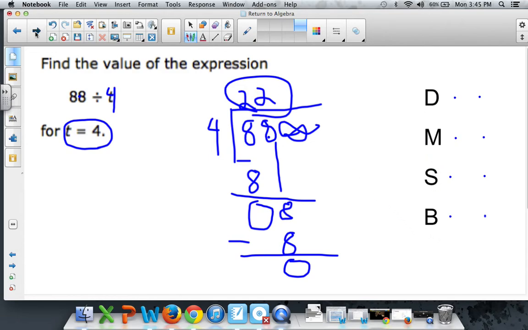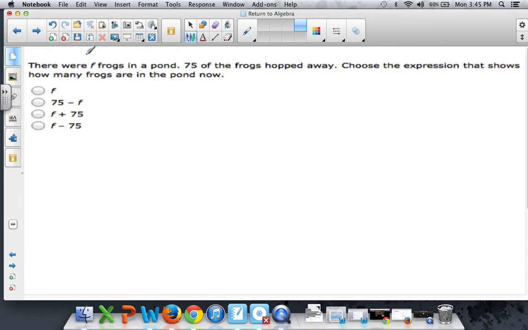Alright, let's move on. There were F frogs in a pond. 75 of the frogs hopped away. Choose the expression that shows how many frogs are in the pond now. Let's see, how many were there in the beginning? They don't tell us exactly. They just say there were F frogs. That's a variable. That means we don't know. There were F frogs. A mystery amount.